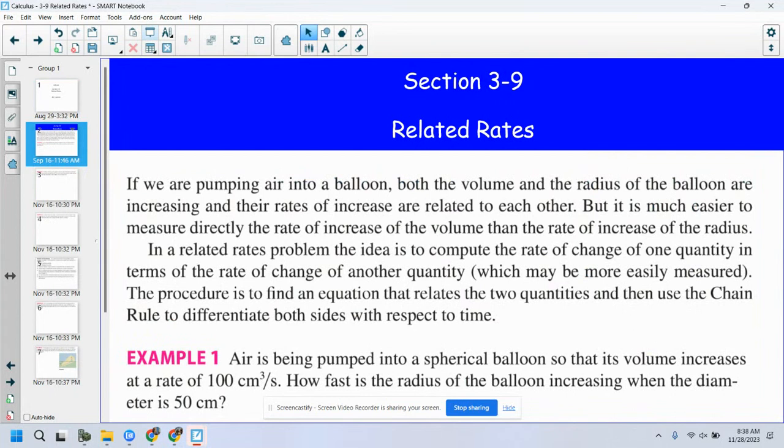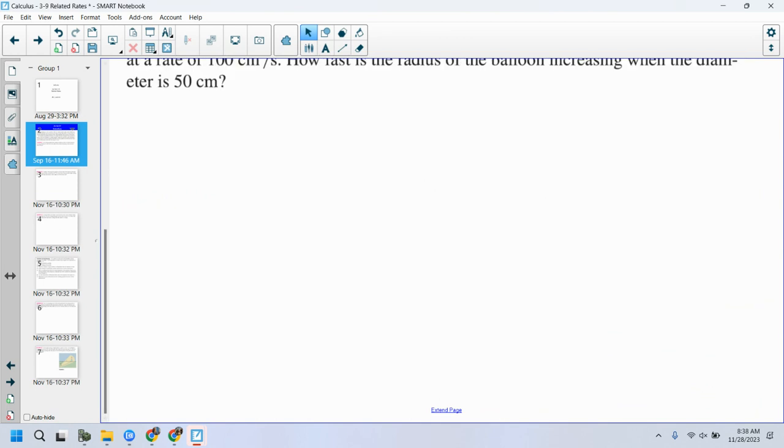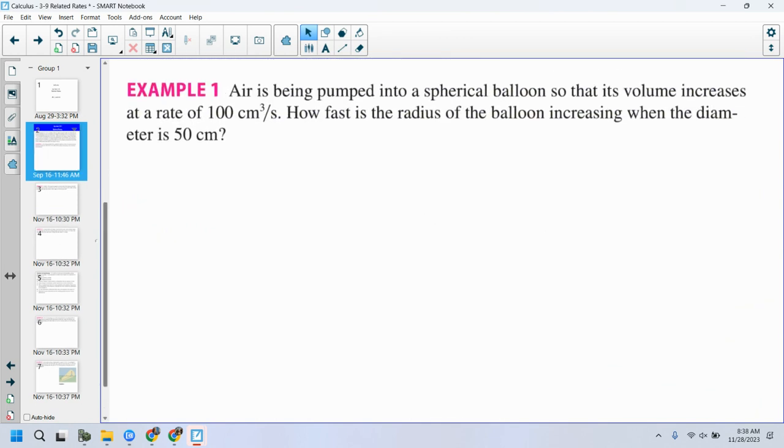Well, let's just jump to the example. It's all word problems, this whole section.